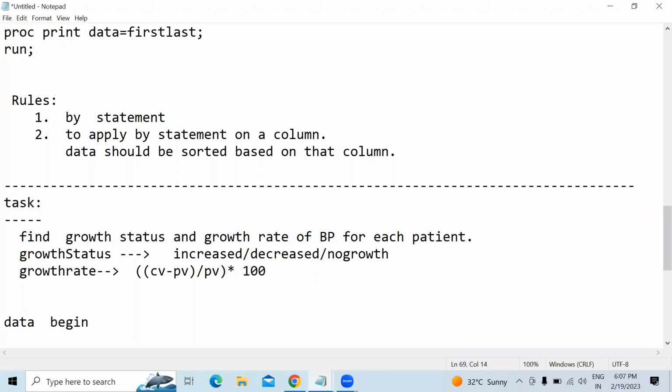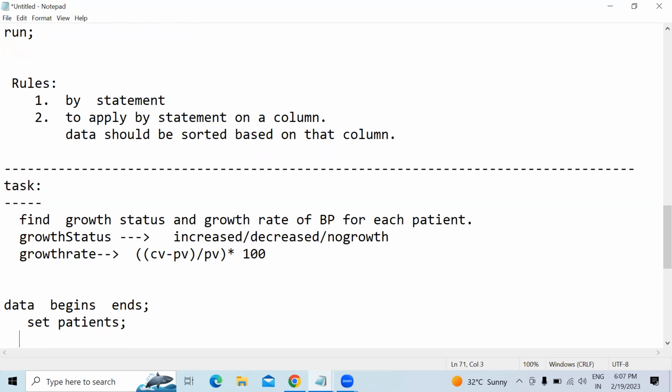Begins and ends. Input is patients. The patients data is already sorted. If not sorted, you have to sort. Whether a record is the first record or last record, you identify it based on the patient ID. That's why it is sorted based on the patient ID.